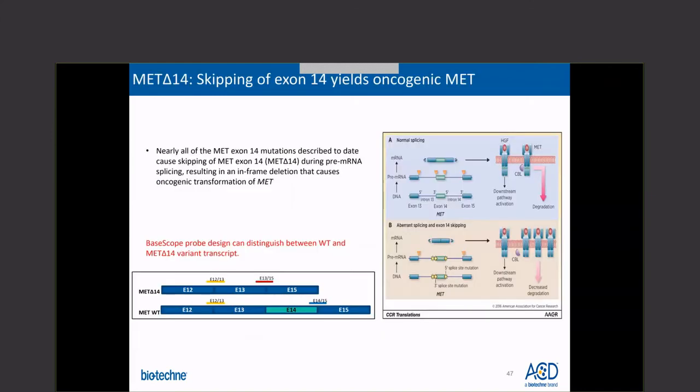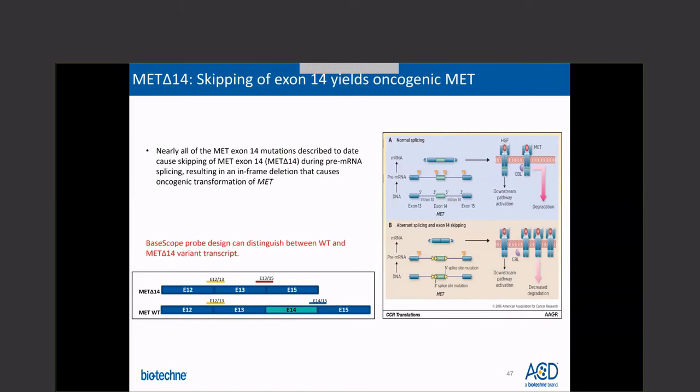An example of the application of BaseScope for exon junction detection is the variant MET-delta-14. The MET-delta-14 transcript lacks exon 14 of the MET gene. This transcript is frequently observed in advanced lung cancers. Exon 14 skipping of the MET gene occurs due to an aberrant splicing event.